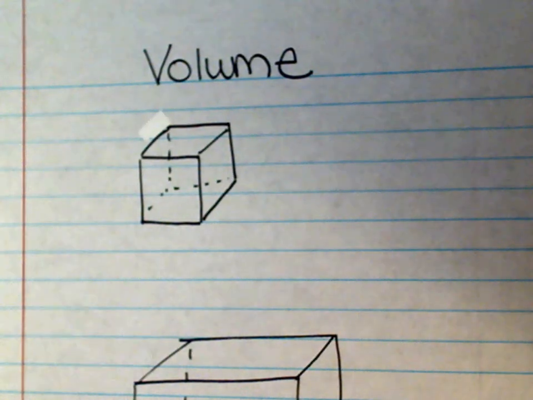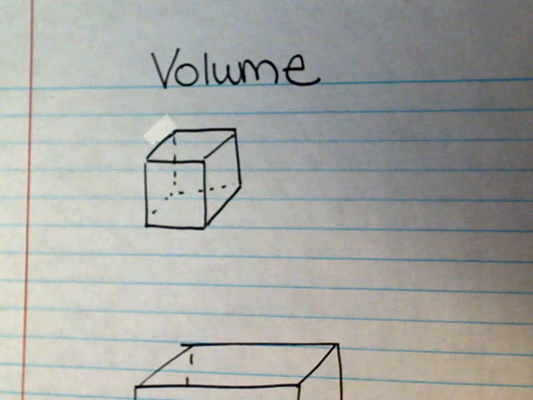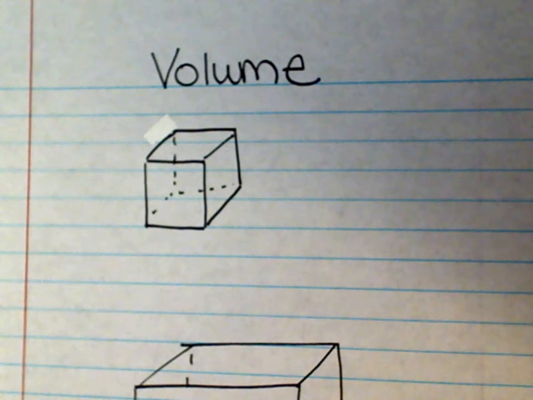Okay, we're going to talk about how to find volume. When we're looking at volume, we are looking at a three-dimensional shape. When we are looking for volume, we're trying to find all the area that's inside that three-dimensional shape. So the first thing that we look at is a cube.